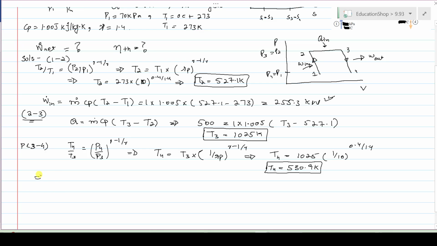Next, you need to find how much power is produced by the turbine when gases are expanded isentropically in the turbine. W dot out is equal to m dot Cp times the change in temperature, that is T3 minus T4. Solving this on a calculator, you will get the power produced by the turbine, 496.57 kilowatts.